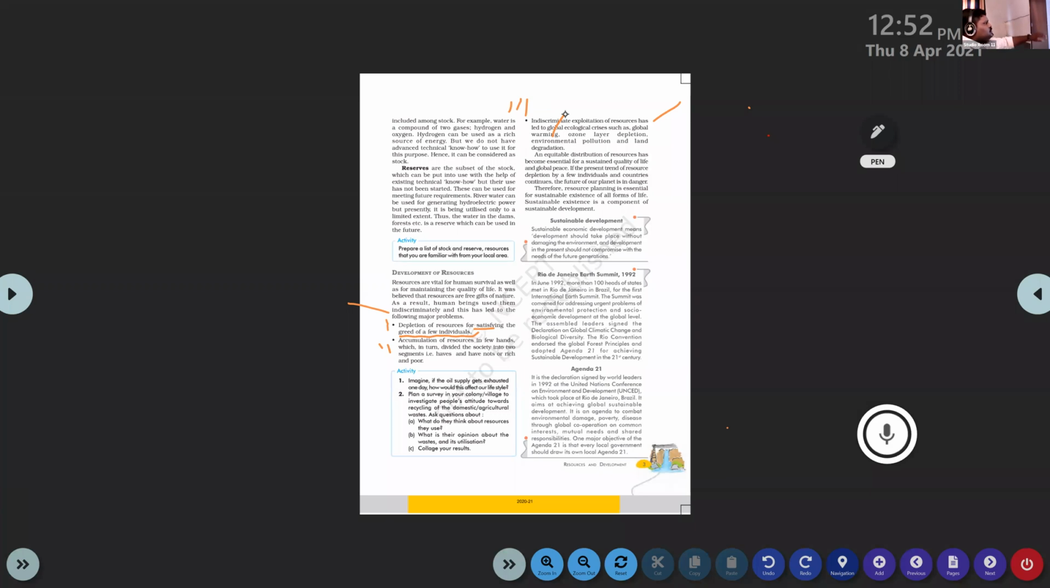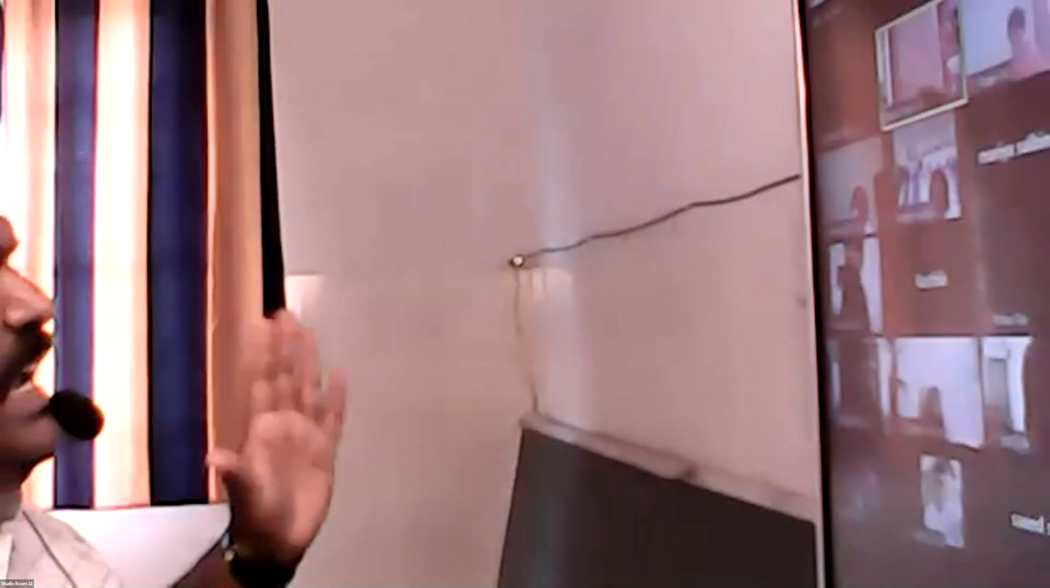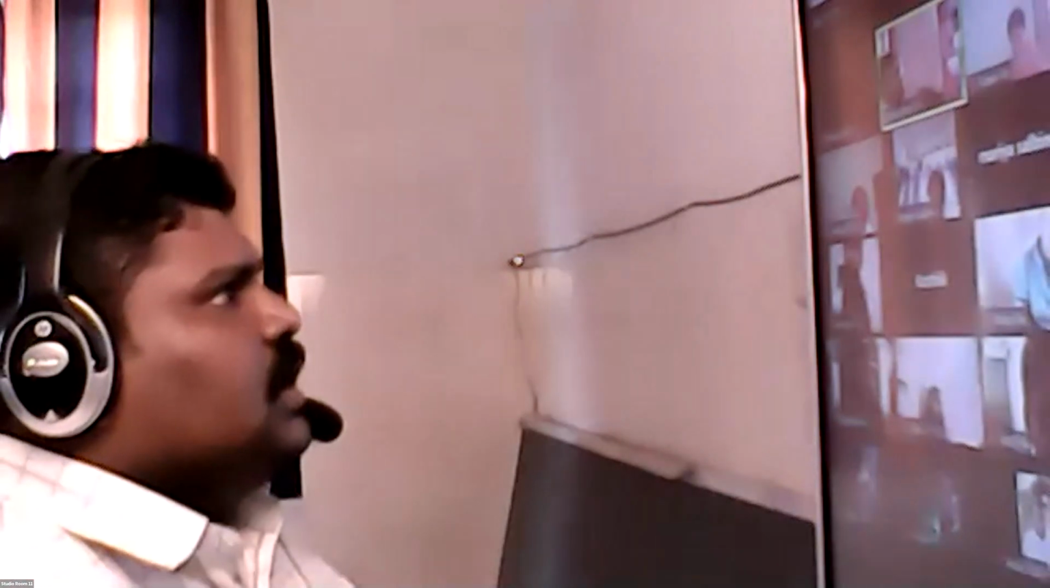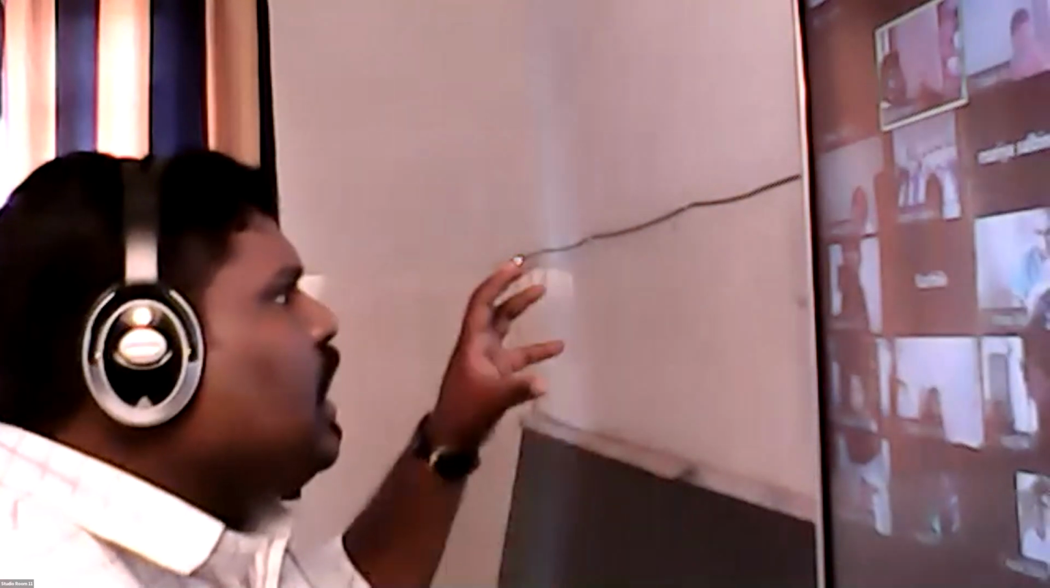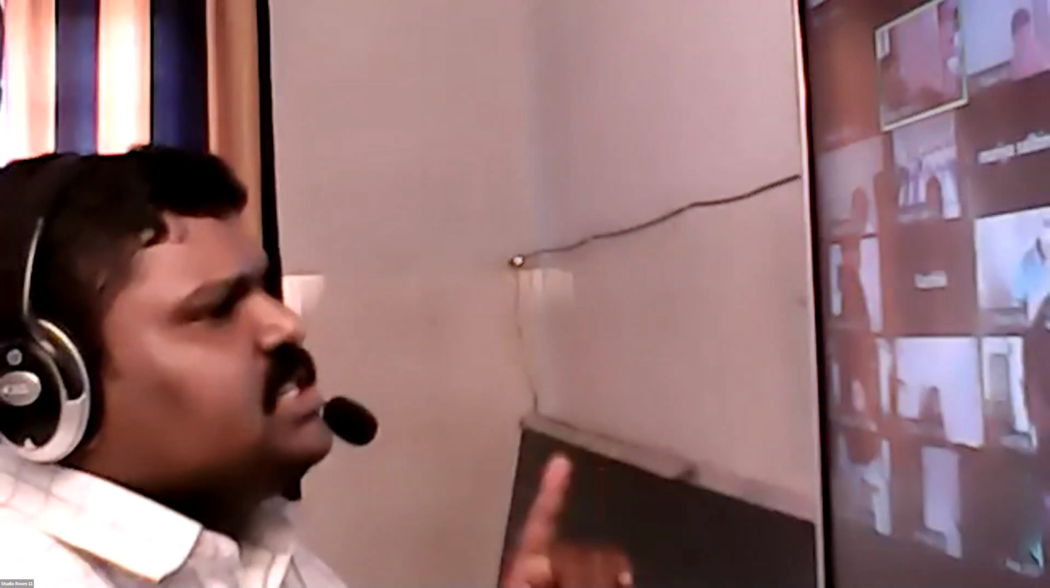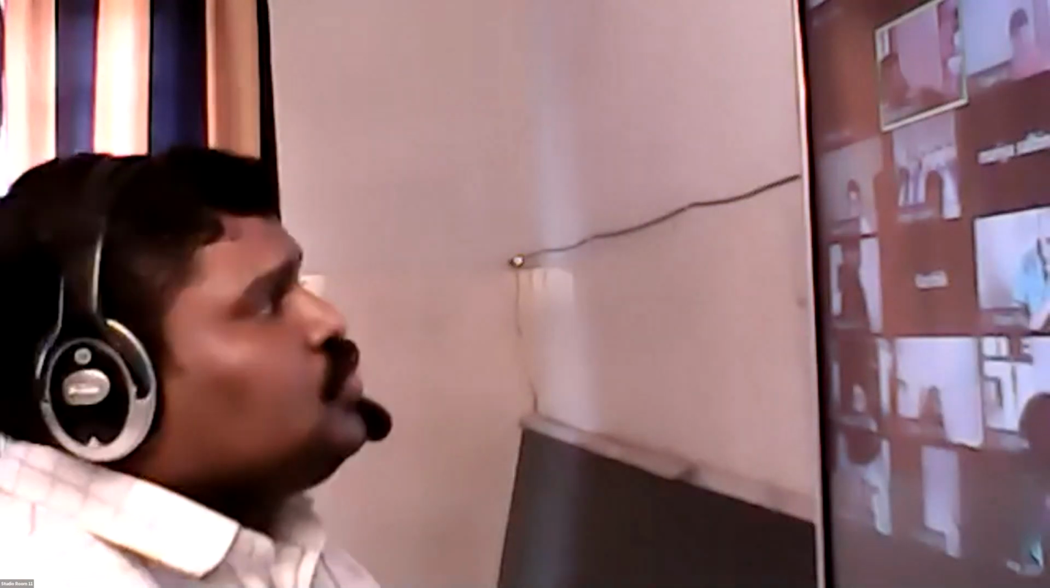An equitable distribution of resources. Completed that answer. Next topic. An equitable distribution of resources has become essential for a sustained quality of life and global peace. If the present trend of resource depletion by a few individuals and countries continues, the future of our planet is in danger. So the textbook says that we want to distribute the resources equally among the people. Resources should be used by everyone. If a few people or a few countries do that, our future is in danger. In future we will not get any resources to utilize, or it will create lots of problems for the environment. So just understand that.